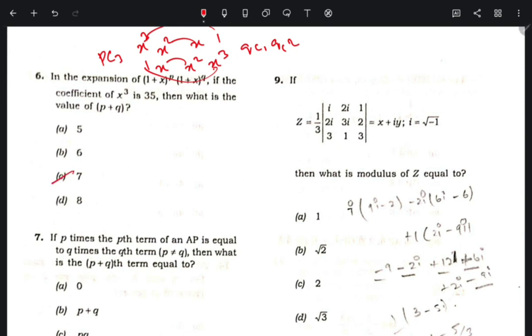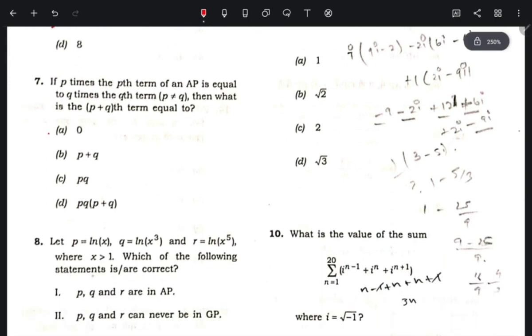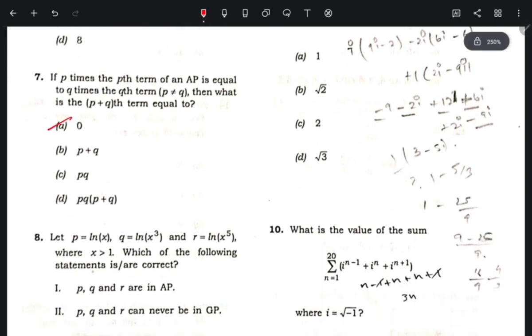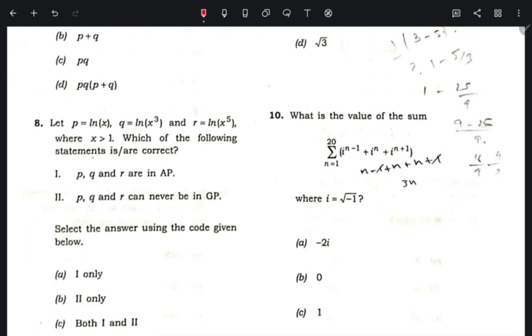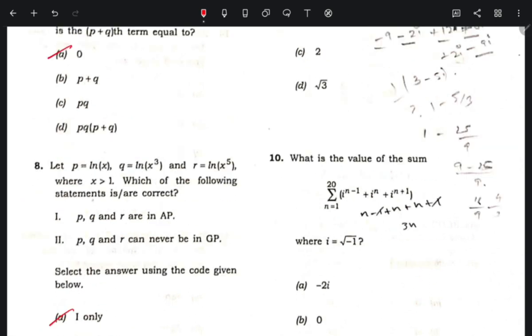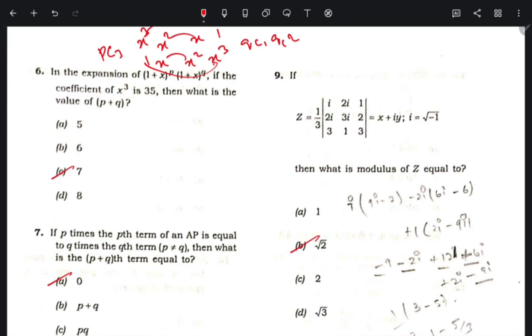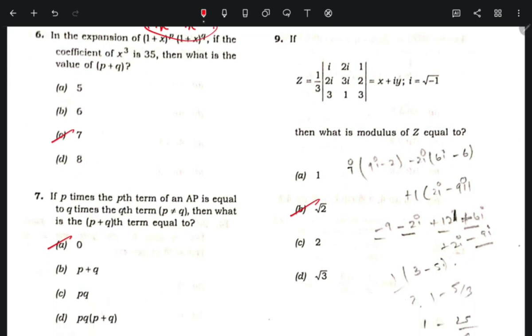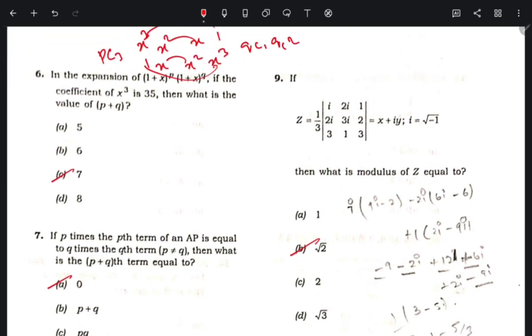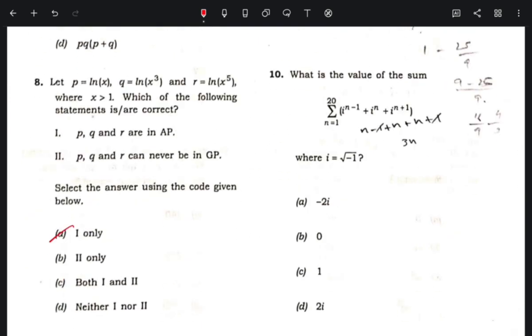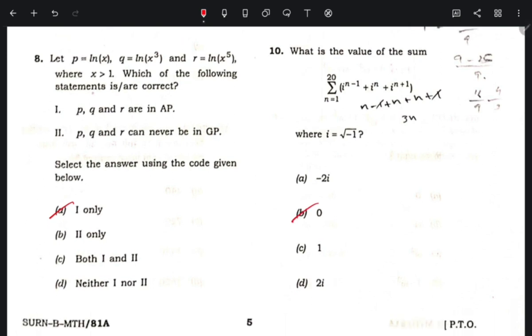So that will be 7. 7th question, the value is A. Again, this is just a sequence and series problem. 8 will be A, 1 only, you can verify it with formulas. 9, you have root 2, again just a simple determinant problem, then taking the modulus, again very much elementary and formula driven. 10, this will be 0.